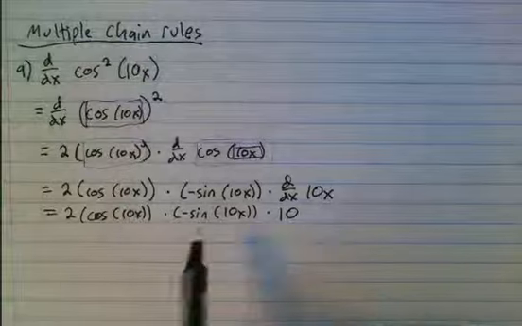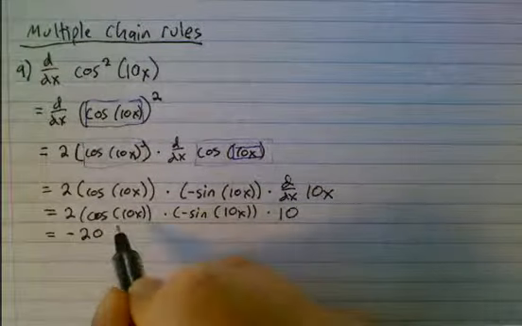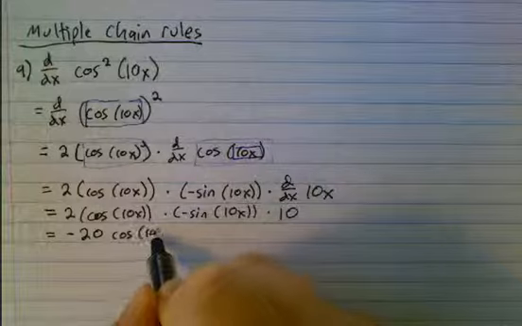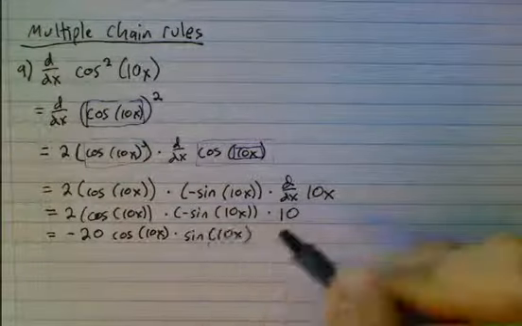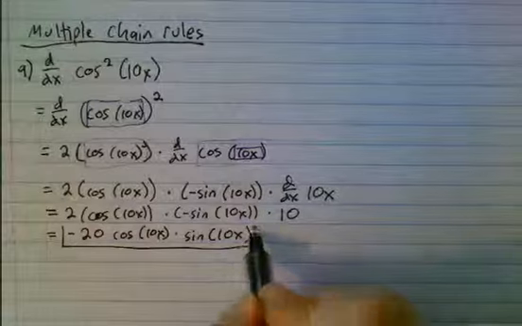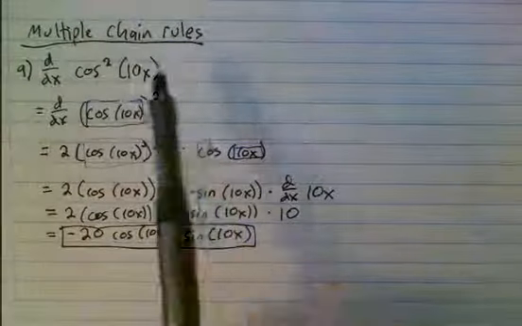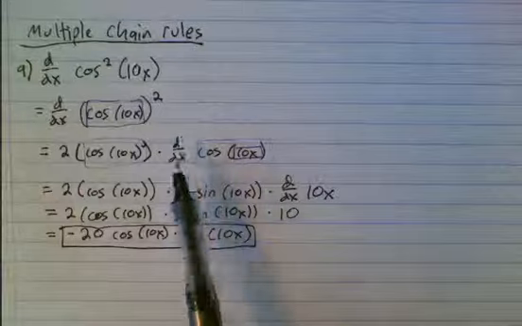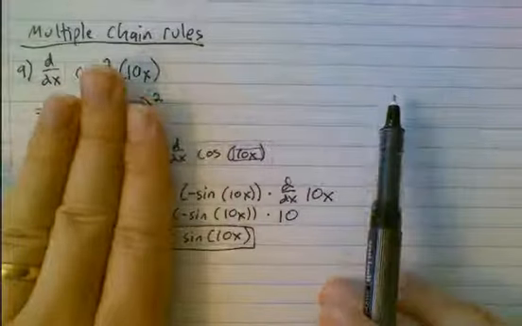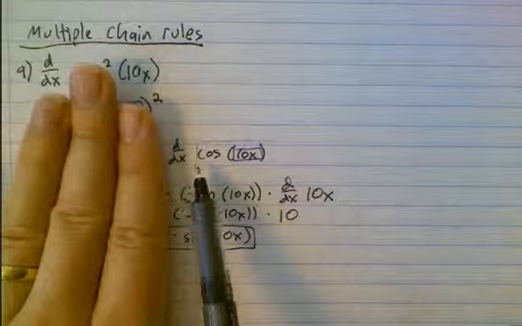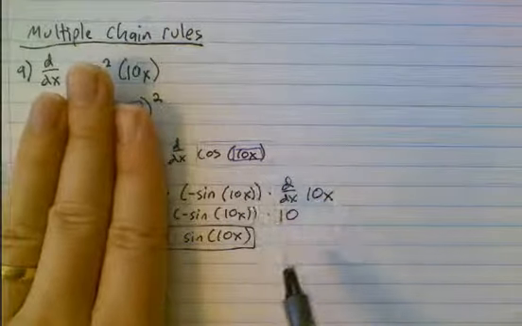And now we can take all of our coefficients and multiply them together. That's negative 20 cosine of 10x times sine of 10x. The key to this problem is that once we've done this and we're looking at this derivative right here, we're treating this derivative as if it were a new problem. This part right here is just along for the ride. And when we do that, we can see that, just as if this was a new problem, we're going to have a chain rule.